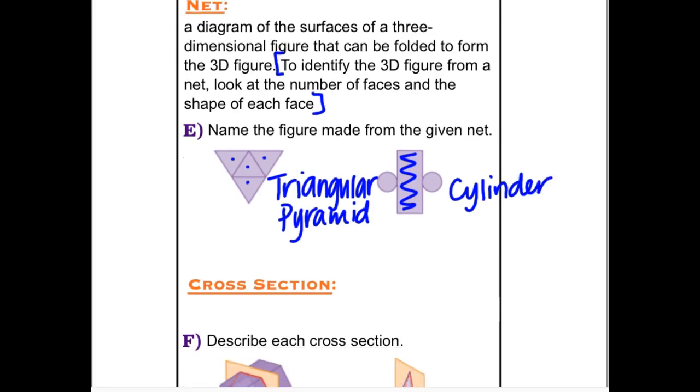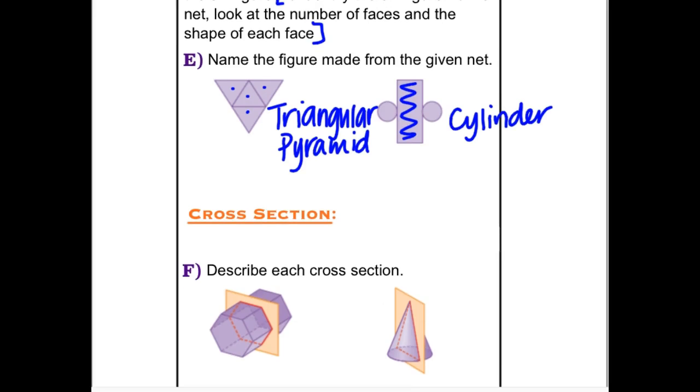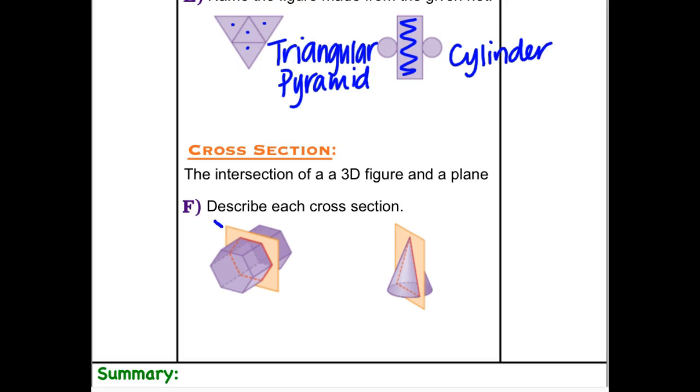All right, next we got something called the cross section. The cross section is the intersection of a 3-dimensional figure and a plane. Basically, it's if you were to take a sheet of paper or a blade or something and cut it through a 3D figure. What shape does it make? So you cut through a block of cheese, you open it up, and tell me what shape you see. So you have to be able to describe the cross section. This plane right here, that rectangle, has cut through a hexagonal prism. And based on the way it's cut, this is going to produce a hexagon shaped cross section.